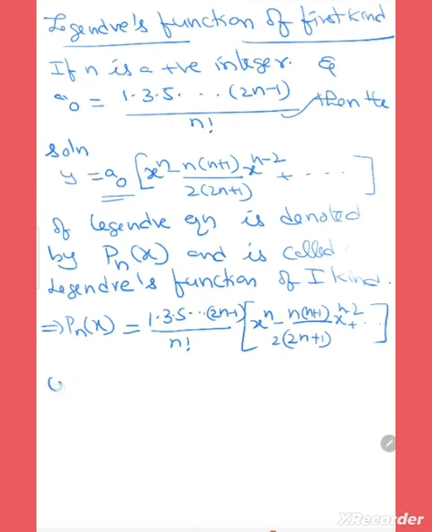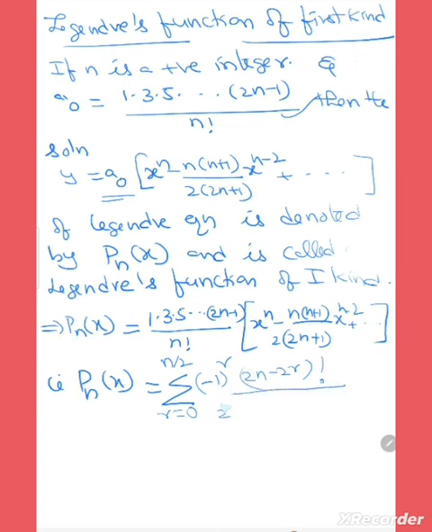Therefore Pn of x can be written as sigma of minus 1 to the power of r, r running from 0 to n by 2, 2n minus 2r factorial by 2 to the power of n into r factorial into n minus 2r factorial into n minus r factorial into x to the power of n minus 2r.